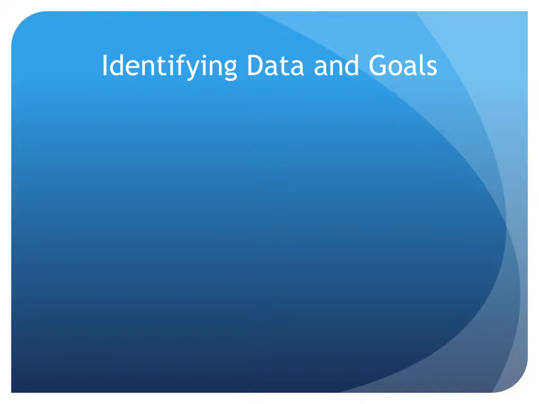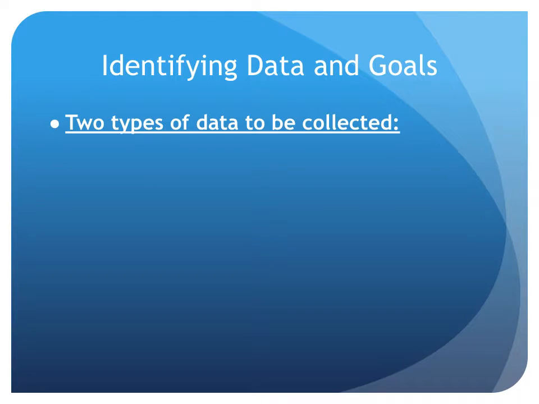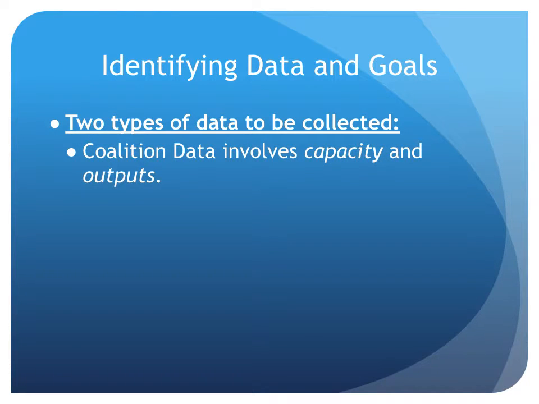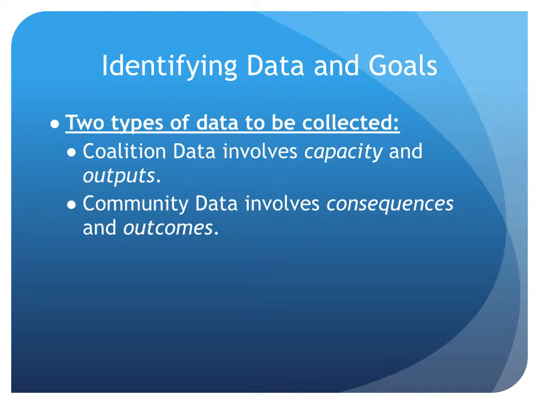In the webinar, we talked about the two categories of coalition data. The first category applies to the coalition and includes data about capacity and coalition outputs. The second category applies to the community and includes consequences and outcomes. Your coalition is probably already collecting data across these categories, and the first step of aligning data to your goals is listing the data you are currently collecting.